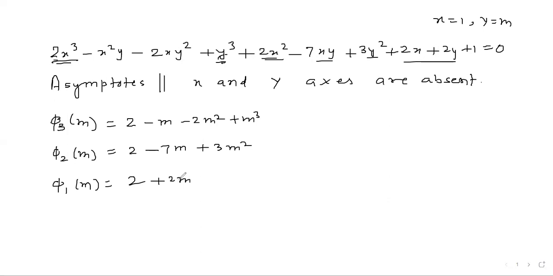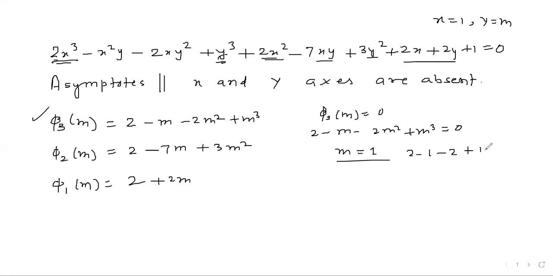Now we find the slopes of the asymptotes by equating phi 3 of m to 0. So 2 minus m minus 2m square plus m cube equal to 0. Here, suppose we put m equal to 1. This will become 2 minus 1 minus 2 plus 1, which gives 0. It means m equal to 1 is one root. If we put m equal to minus 1, what do we get? 2 plus 1 minus 2 plus 1, which is again 0. It means the second root is m equal to minus 1.